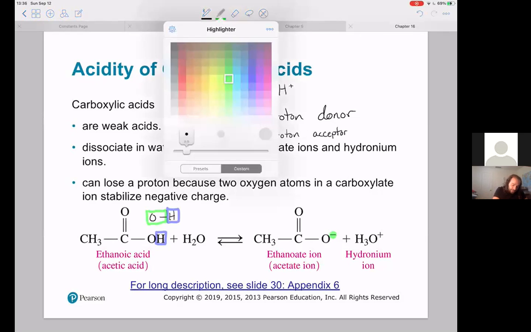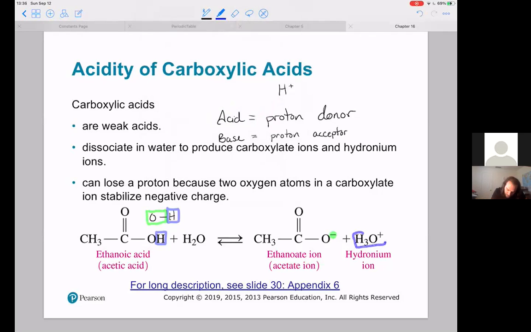Because it's given up a positively charged proton, you end up with a positive charge on that new molecule, which we call a hydronium ion. Okay, the most important reaction of carboxylic acids is this acid-base type reaction here, where it's giving up a proton and you're left with, again, what is called a carboxylate ion. So you start off with a carboxylic acid, and you get a carboxylate ion.